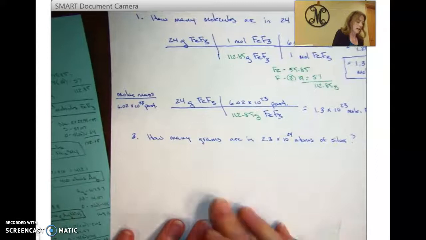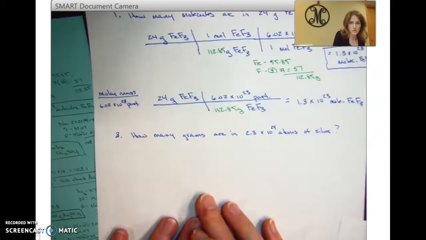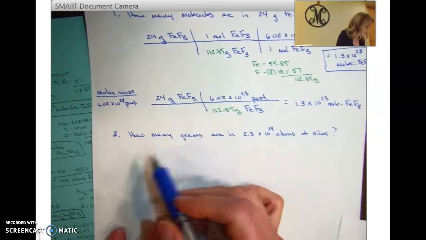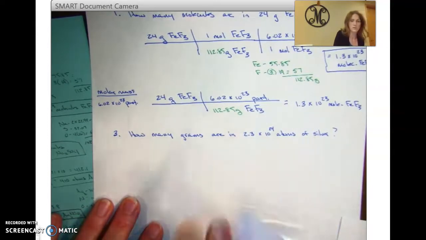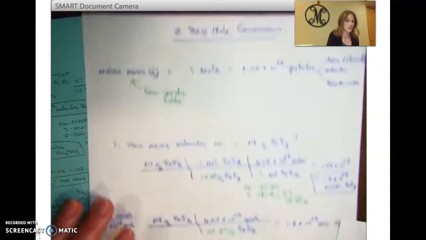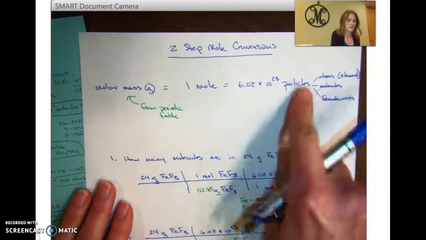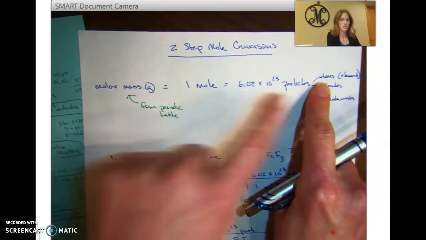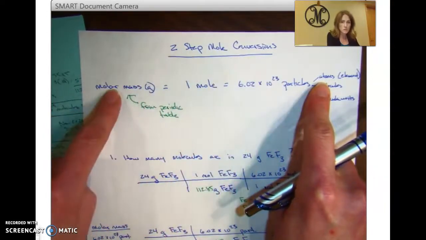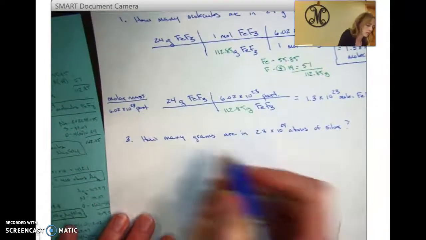This next one, this is number 3 on your worksheet. If you want to write this in for number 3, how many grams are in 2.3 times 10 to the 24th atoms of silver? So we're starting over here with the number of atoms, and I want to know how many grams there are. So 2 steps, unless you condense it. I'm going to do it as a 2-step problem.